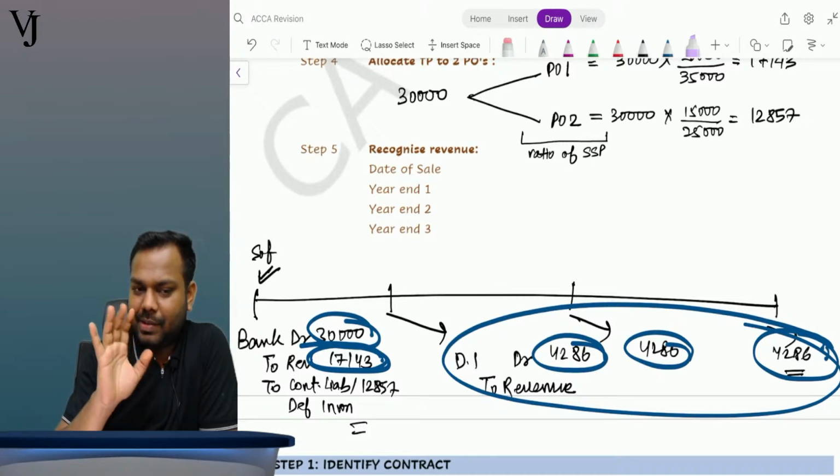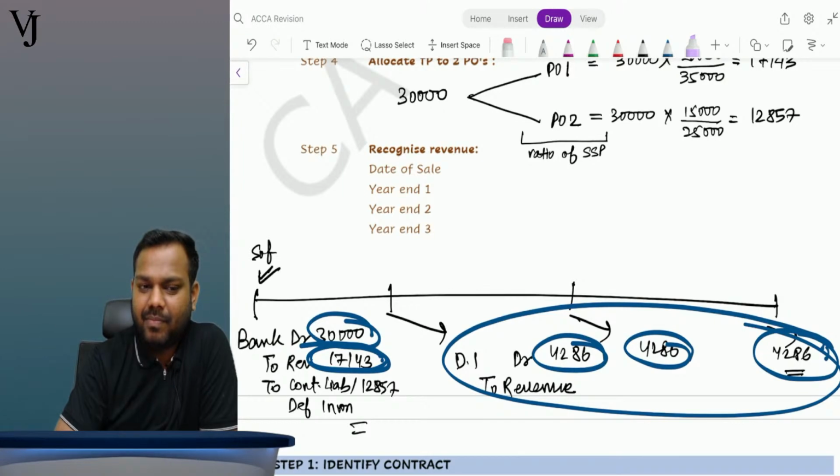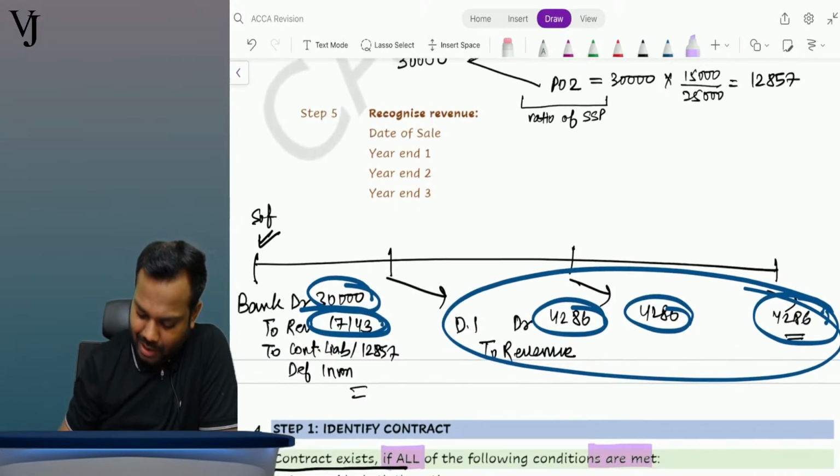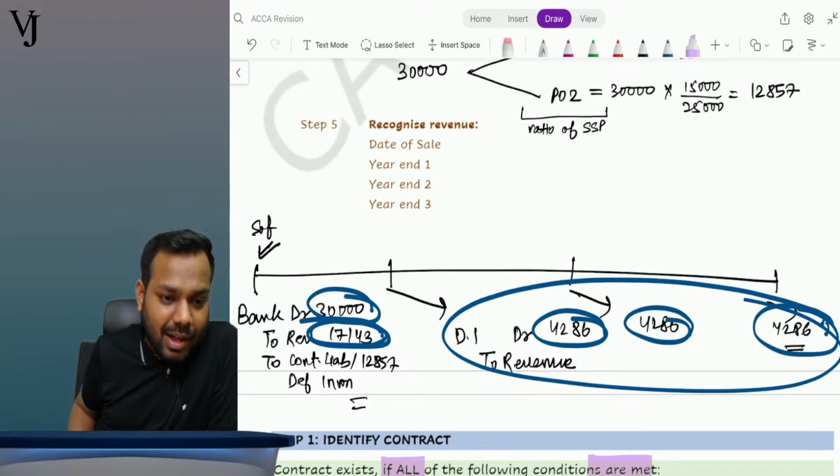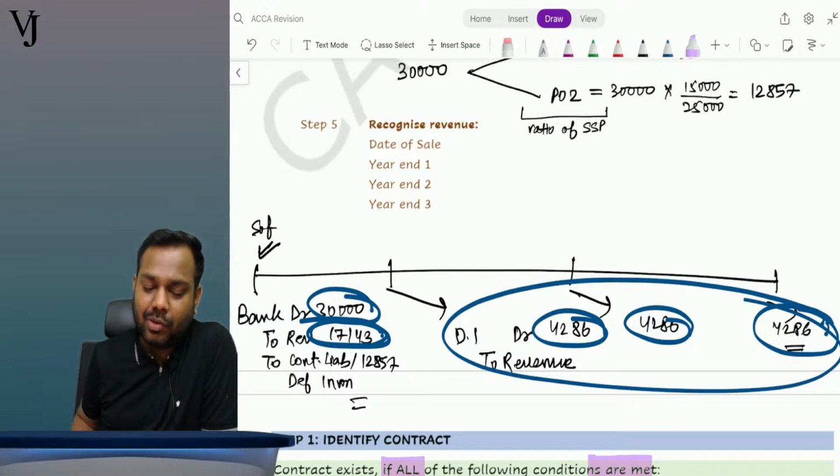All the 5 conditions of satisfying a contract in one message. Just write one word for each of them. My question is, I told here that a contract exists if all the 5 conditions are met. Then what are the 5 conditions? See, Nissan already answered: rights and obligations, payment terms, transactions should have commercial substance, consideration should be probable to be collected. Very good. What about others?